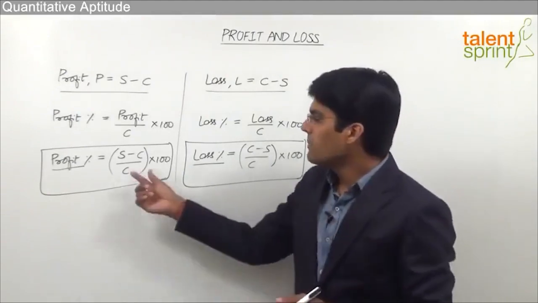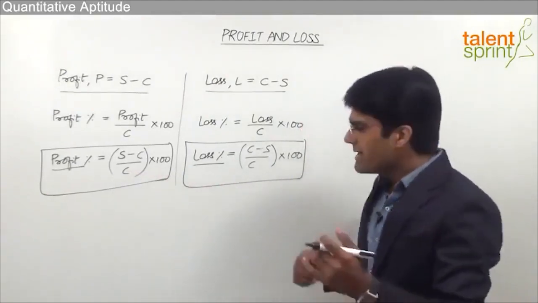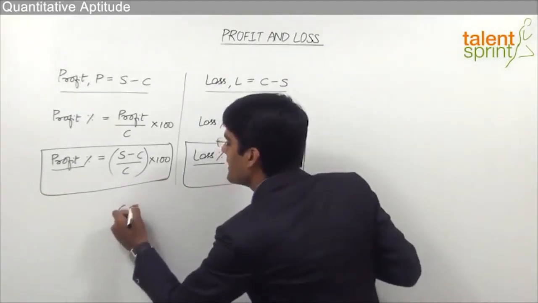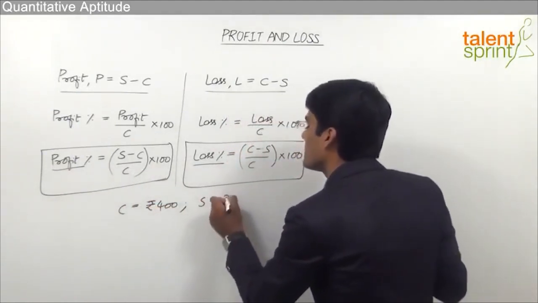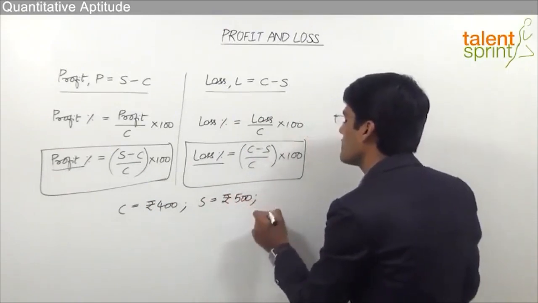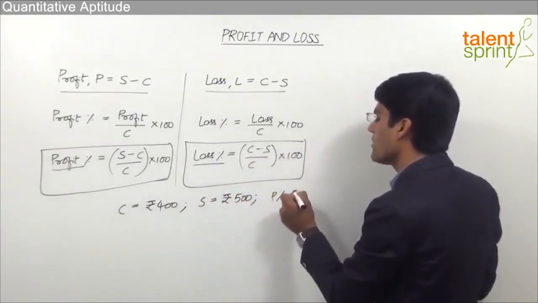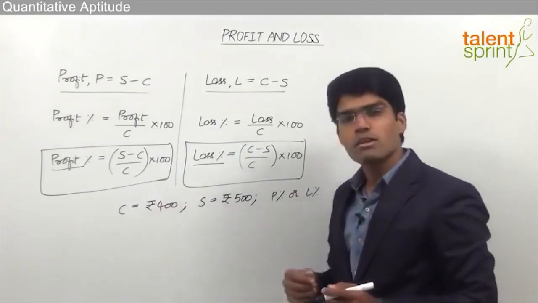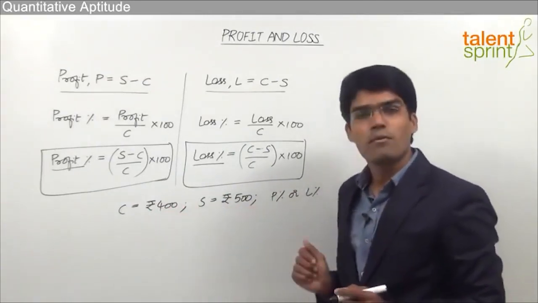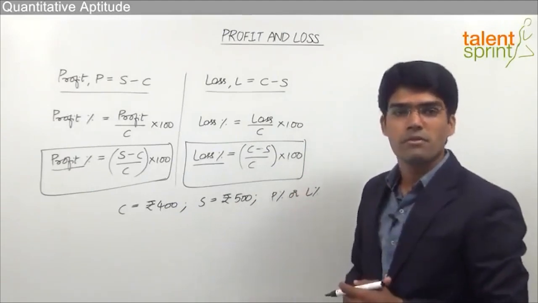Let us first see an application of these two formulae. Let's say that the cost price of an article is 400 rupees and the selling price is 500 rupees. We are supposed to find out the profit percentage or the loss percentage. And as we can see here, since the selling price is more than the cost price, it definitely has to be a profit. And hence, we need to find out the profit percentage.